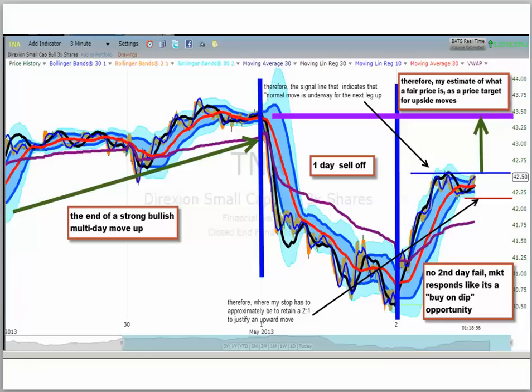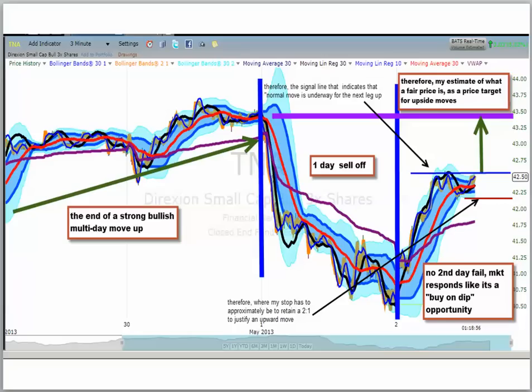But to me, if this one day of selling was overdone, and it looks to me like this purple line around 43.50 could be considered a reasonable price target for upside moves to work off this move. And that would be the resumption of this bearish tendency. So on the second day, there was no fail. It now looks like the market is responding to this dip as a buy-on-dip opportunity.